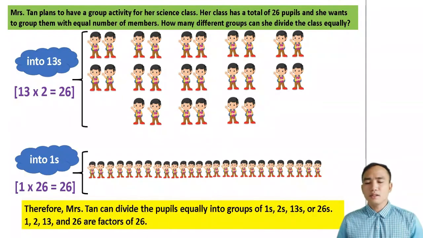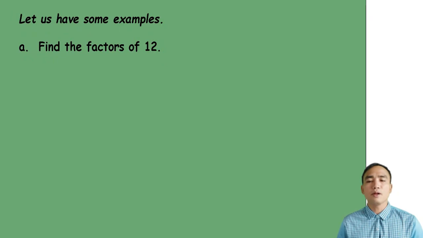Okay, so those are the possible groupings that Mrs. Tan needs to have for the group activity for her science class. Therefore, Mrs. Tan can divide the pupils equally into groups of 1, 2, 13, or 26. 1, 2, 13, and 26 are factors of 26. Let us have more examples.